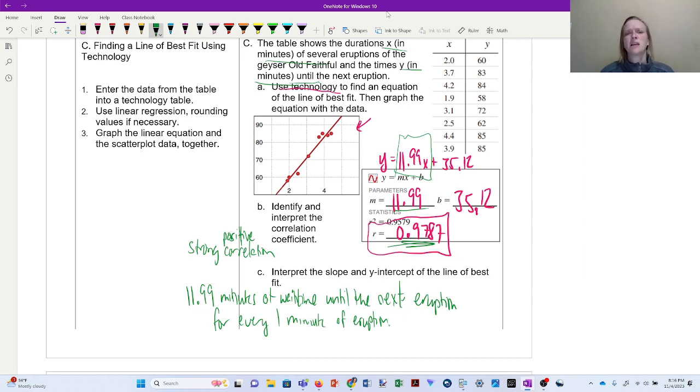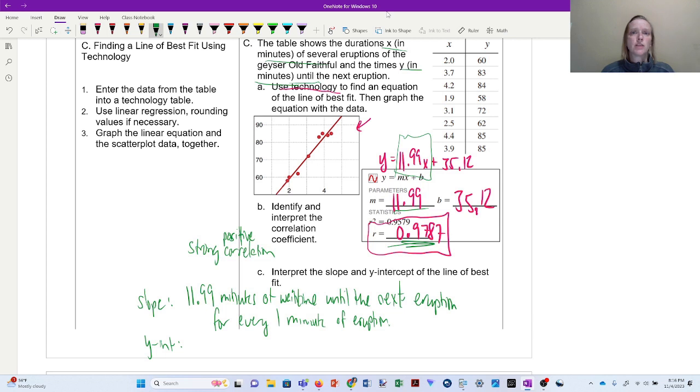Basically what we're saying is that the longer Old Faithful erupts, the longer you have to wait for the next eruption. So if there's a really major eruption, you're having to wait longer for the next one to happen. So that's the interpretation of the slope. Let's look at the interpretation of the y-intercept, which is 35.12.